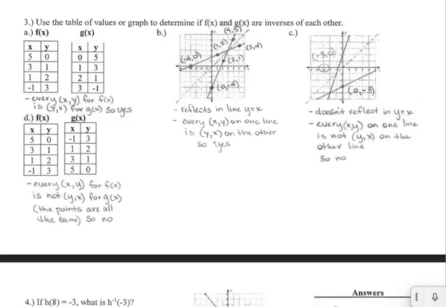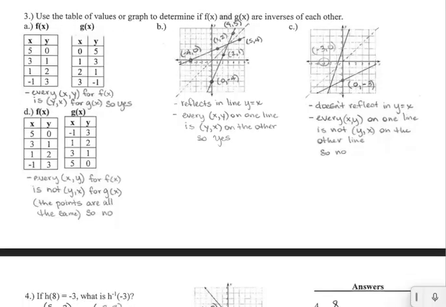All right, then for number 3, they ask us to use a table or a graph to determine if the two functions are inverses of each other. So remember that when we solved for the inverse just a moment ago, we switched x and y, right? So the way you can look at a table and see if they're inverses is if you have the point 5, 0, x and y have to switch places and be 0, 5. 3, 1 has to swap to be 1, 3.